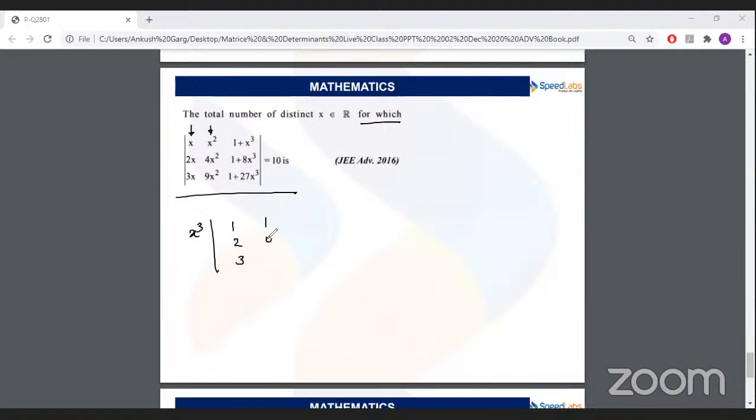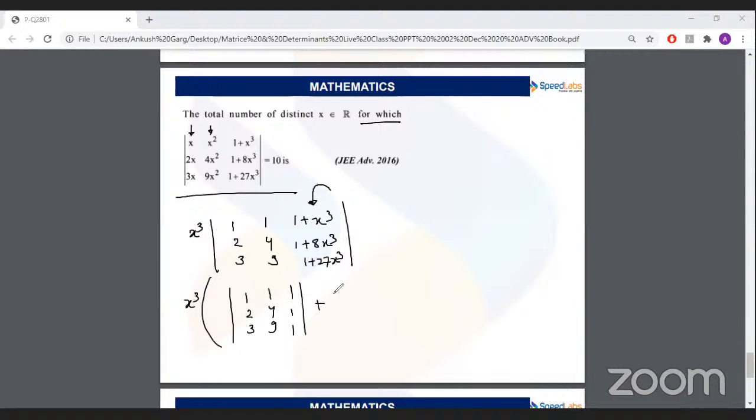1, 2, 3, 1, 4, 9. Here it is 1 plus x cube, 1 plus 8x cube, 1 plus 27x cube. I hope you remember this property, again a very important one. We can break this particular determinant into two determinants, right guys? One determinant will be simply this one plus this determinant. You should remember all the properties, any property can be used anywhere. If you have any row or column as a sum of two elements, you can break that into two determinants.